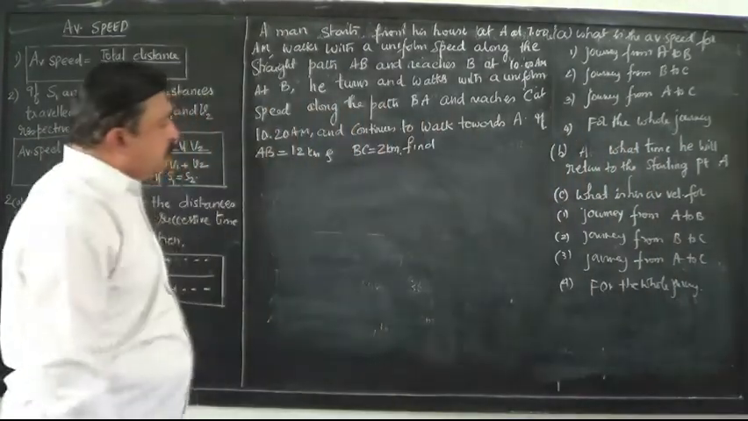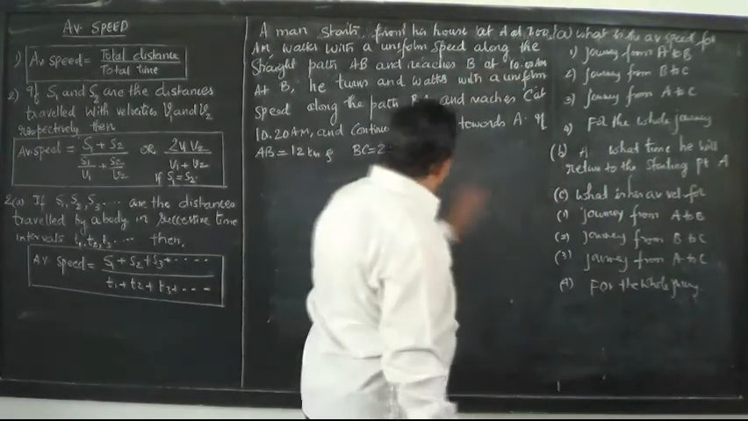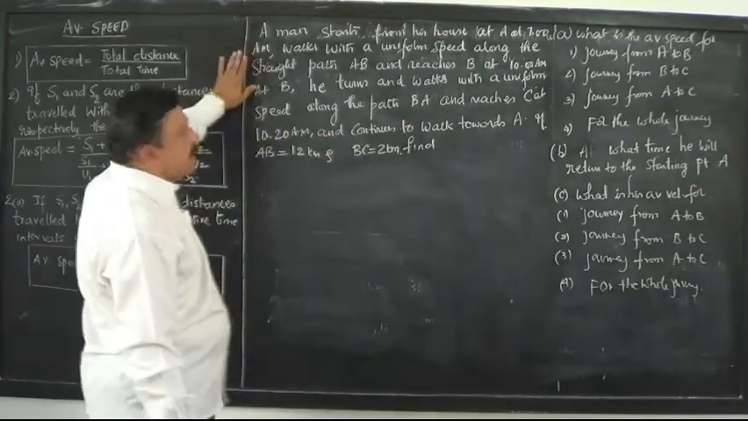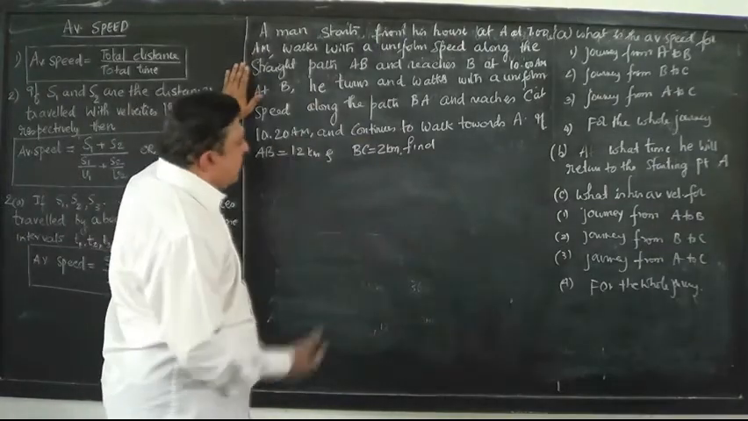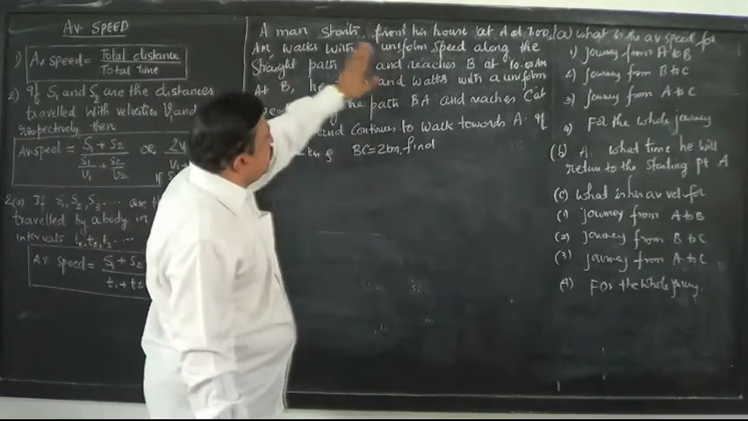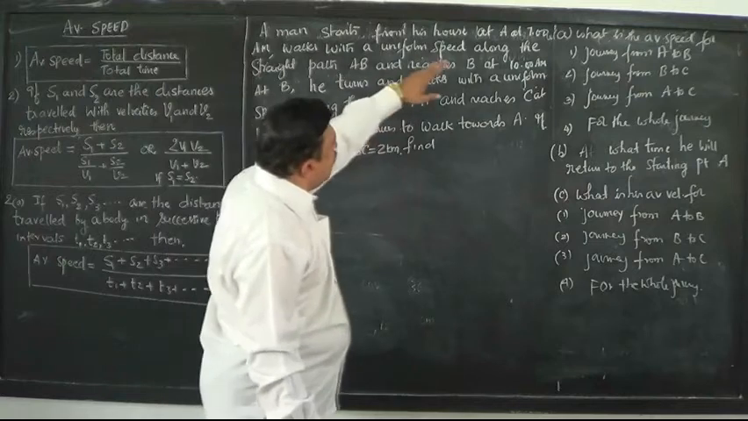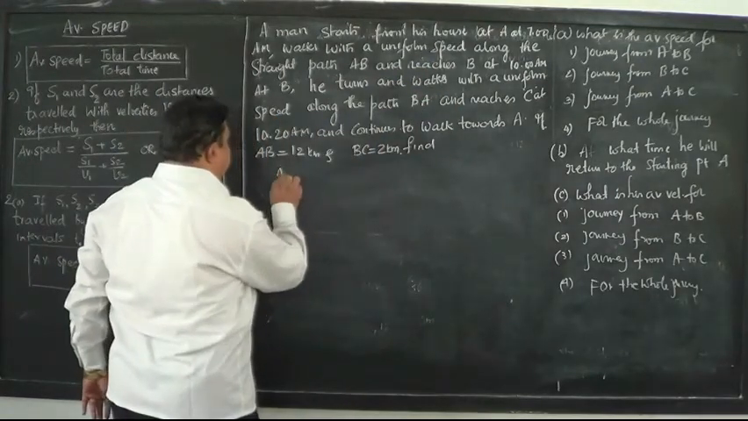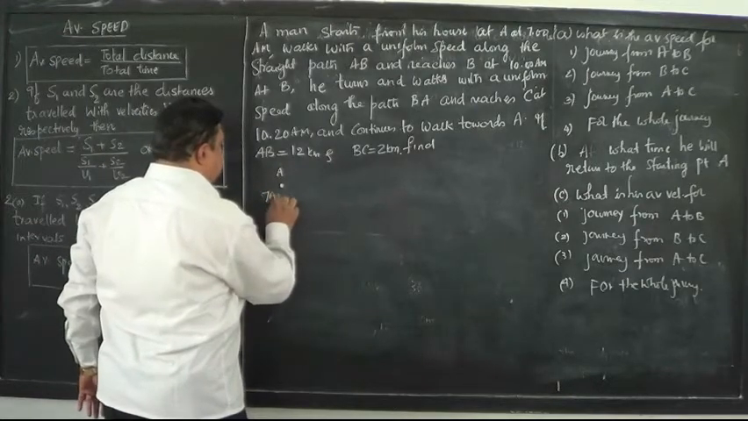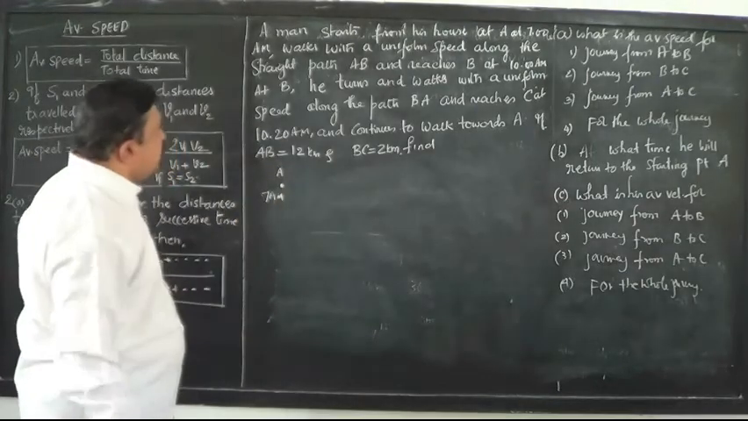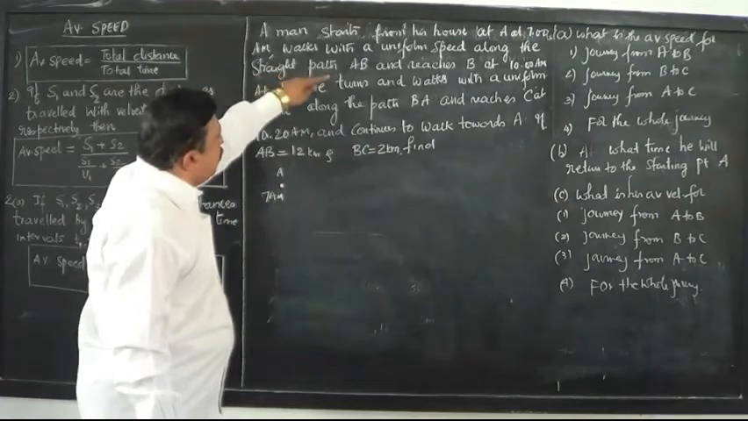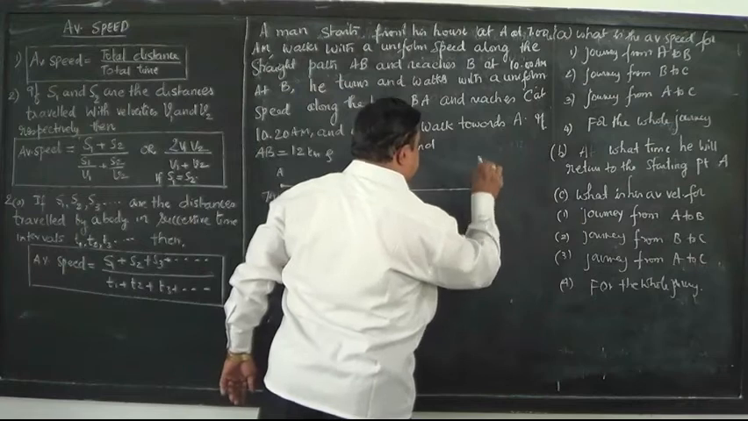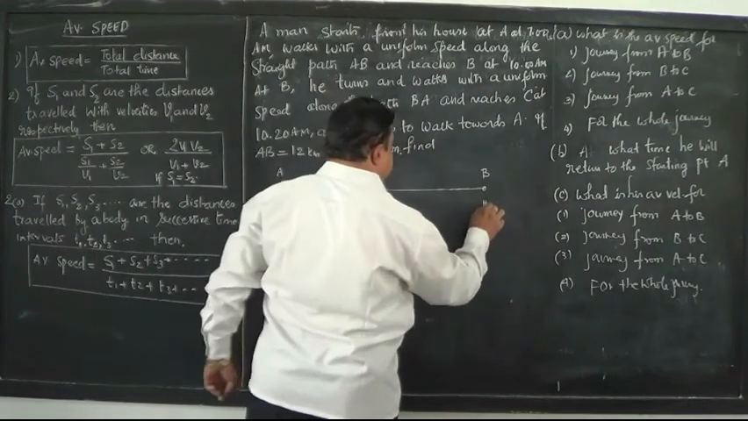See, in this problem, a couple of things related to the motion of the person is asked. Before doing this problem, let's read the problem once and understand it. A man starts from his house at A at 7 o'clock. So this is the man's house, it is at A and the time is 7 a.m., and he walks with a uniform speed along the straight path AB, reaches B at 10 a.m. So this is B, and when he has come to B, it is 10 a.m.